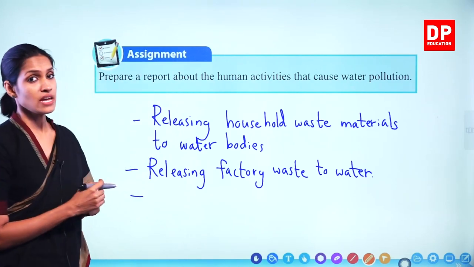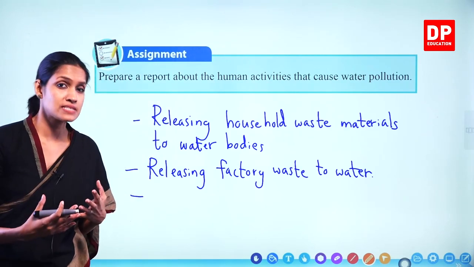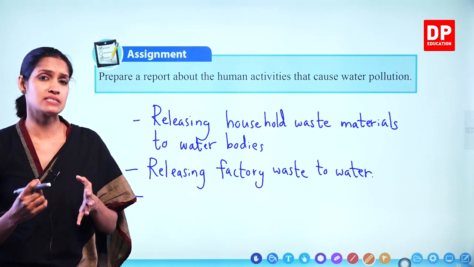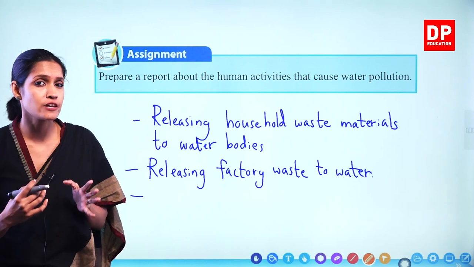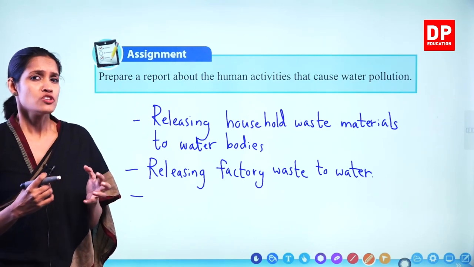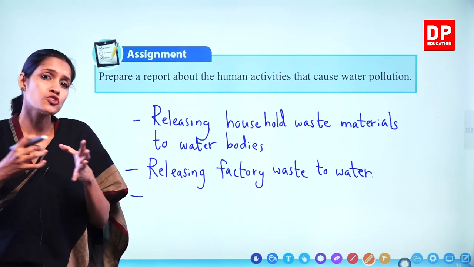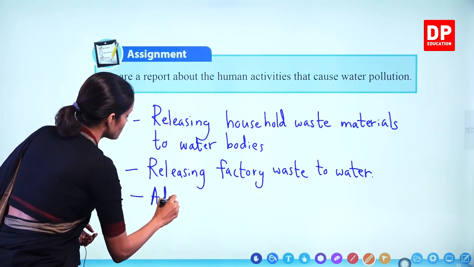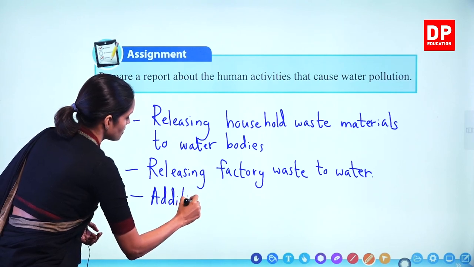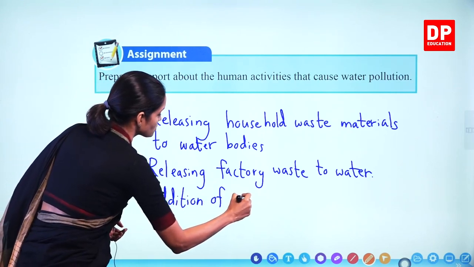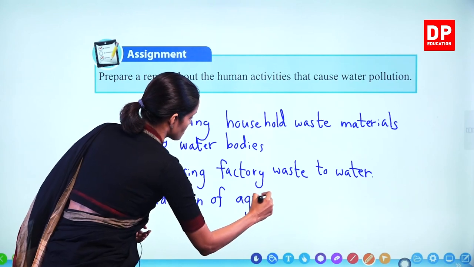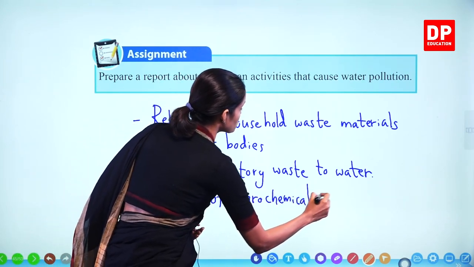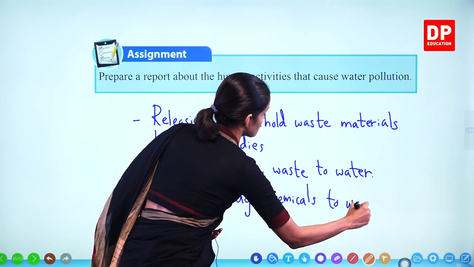Next one I will write, addition of harmful chemicals like agrochemicals. Agrochemicals means there are different types of chemicals like herbicides and pesticides used in agriculture. So some of these substances are also added to water. Okay, so addition of agrochemicals to water.